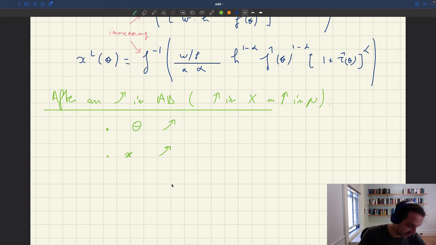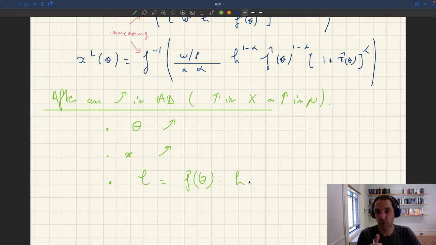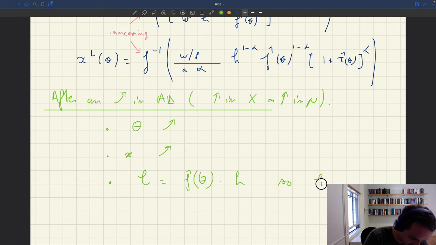So what do we know about the other variables? Well, employment. You know that employment is always on the labor supply. The labor supply is F hat of theta times H. Now, if theta goes up, the job finding probability goes up. H, the labor force participation, doesn't change. And so we know that employment is going to increase here. So we have higher labor market tightness, higher product market tightness, and higher employment.